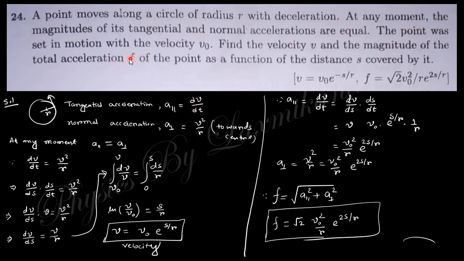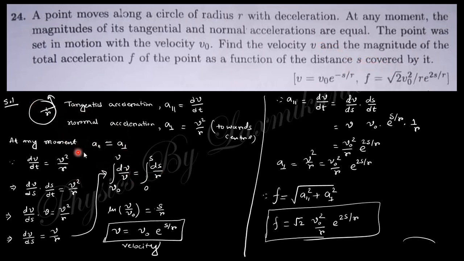The point starts its motion with the velocity v naught. Find the velocity v and the magnitude of the total acceleration f of the point as a function of the distance x covered by it. So you need to find out the acceleration f and the velocity when the distance is x.